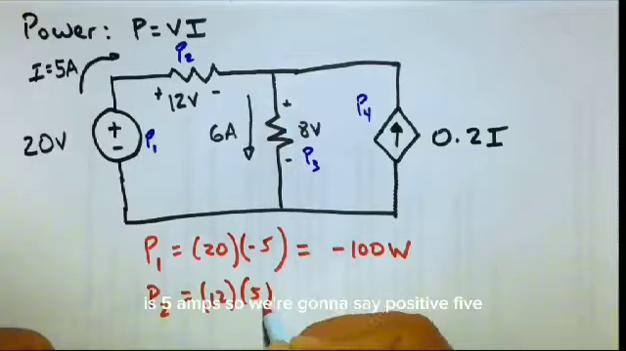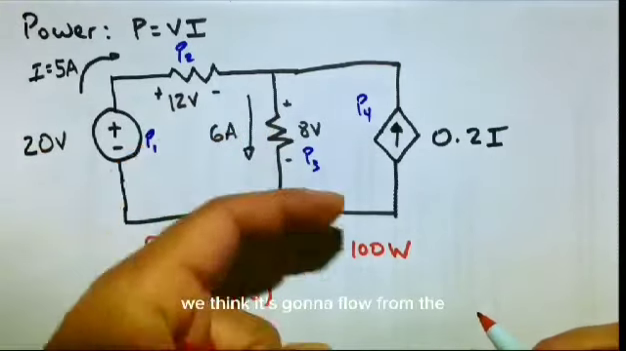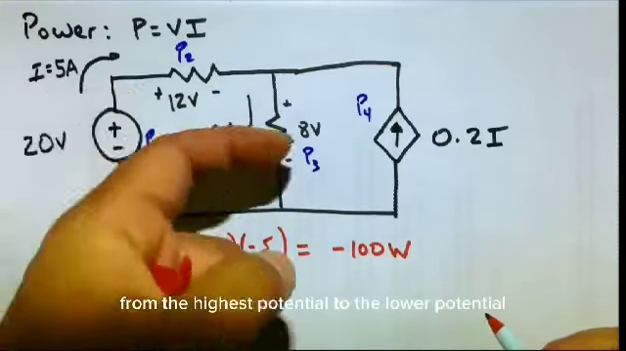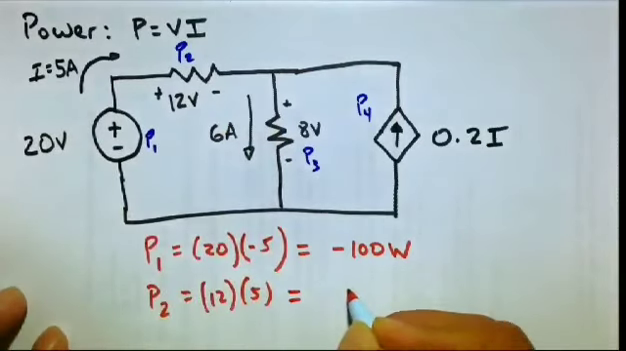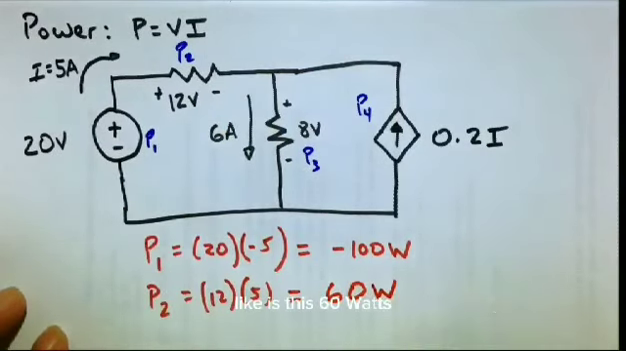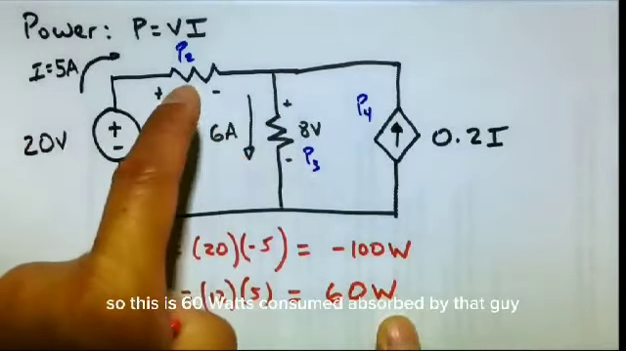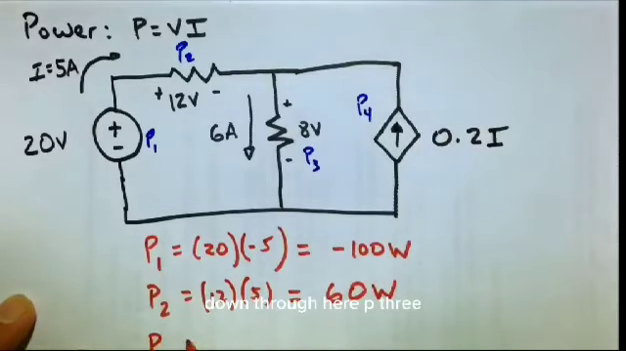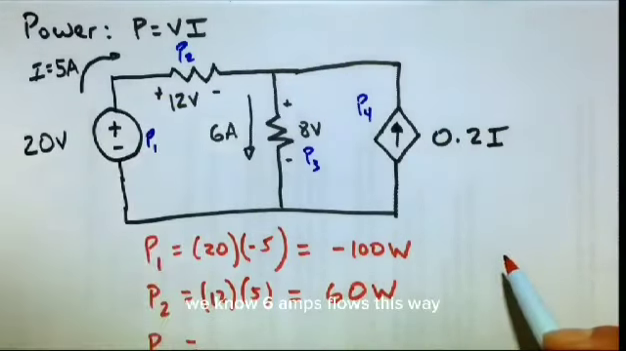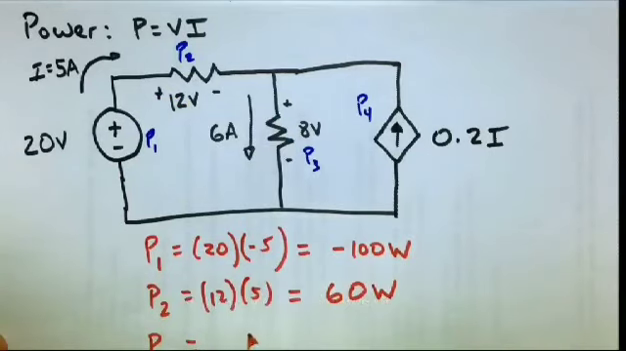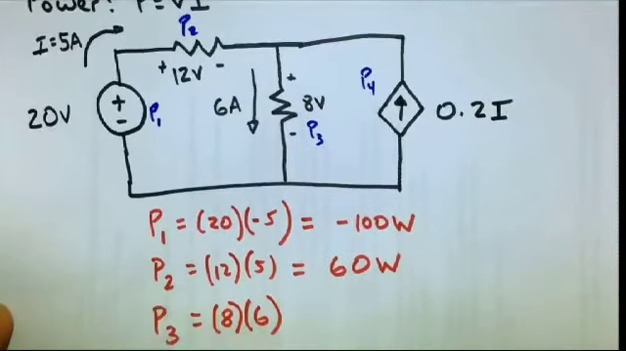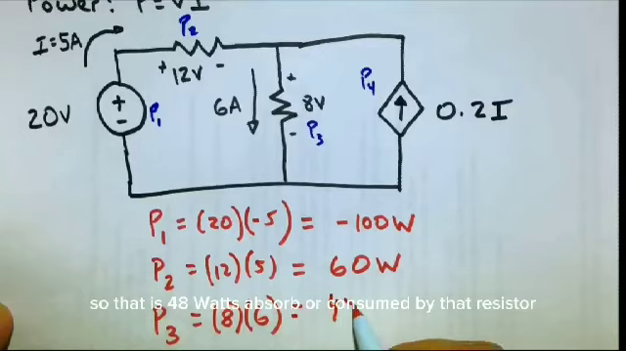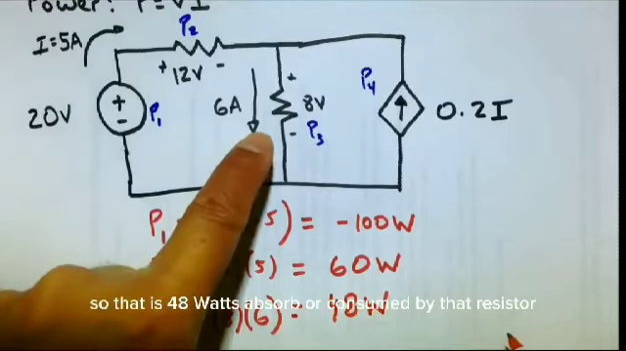And we're going to say positive 5 because it's flowing in the direction we think it's going to flow, from the highest potential to the lower potential. That gives us 60 watts. So this is 60 watts consumed or absorbed by that guy. Down through here, P3, we know 6 amps flows this way, and we know that there's an 8 volt drop across it. So that is 48 watts absorbed or consumed by that resistor.